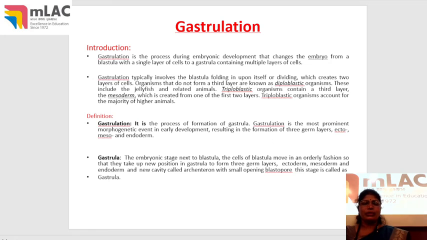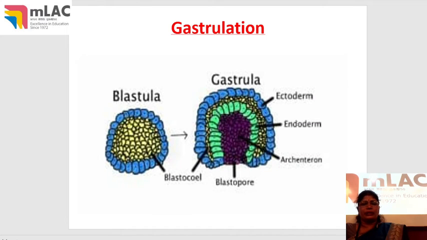There is a difference between gastrulation and gastrula. The gastrula is the embryonic stage next to the blastula. The cells of the blastula move in an orderly fashion so that they take up new positions in the gastrula to form three germ layers, ectoderm, mesoderm and endoderm, with a new cavity called the archenteron. The archenteron opens to the exterior through the blastopore, and this stage is called the gastrula. Is it clear? Gastrula and gastrulation.